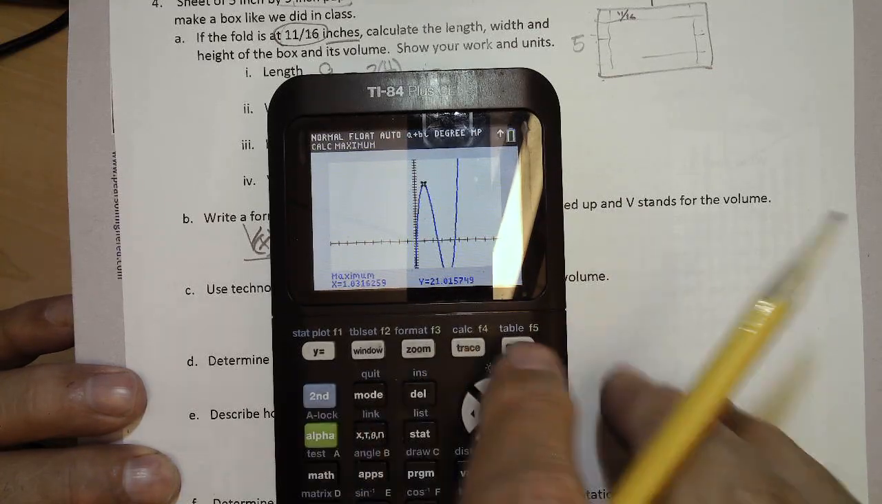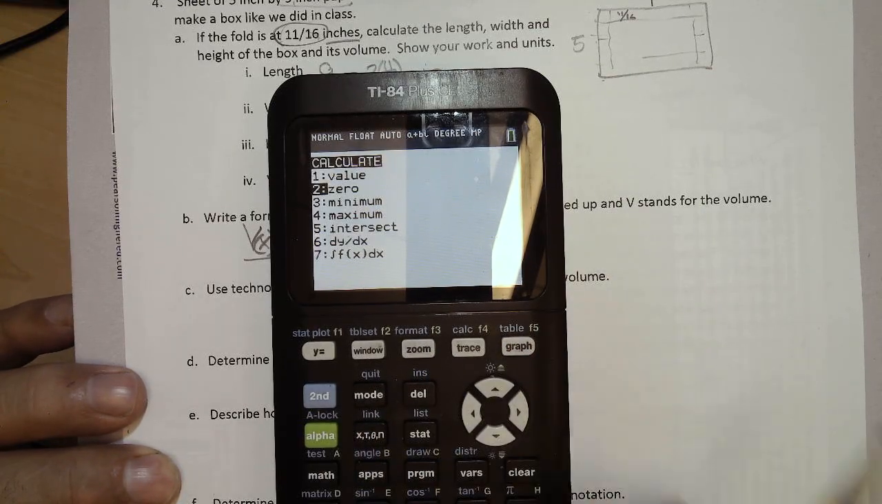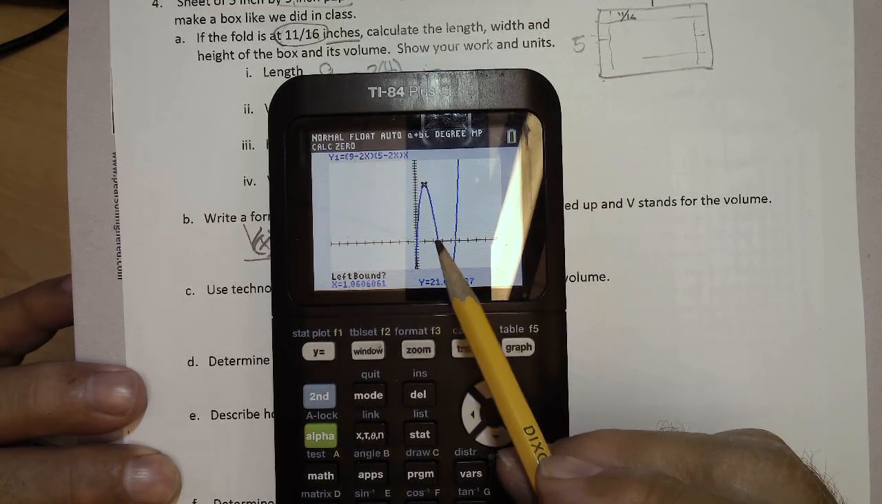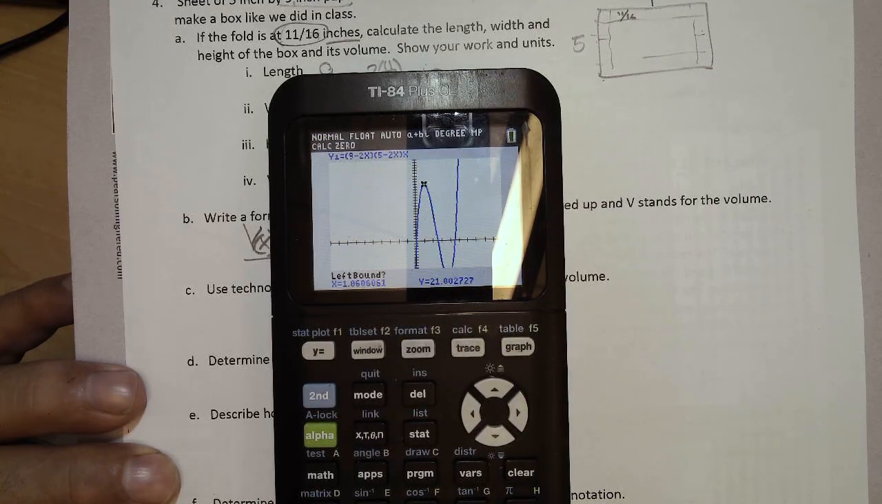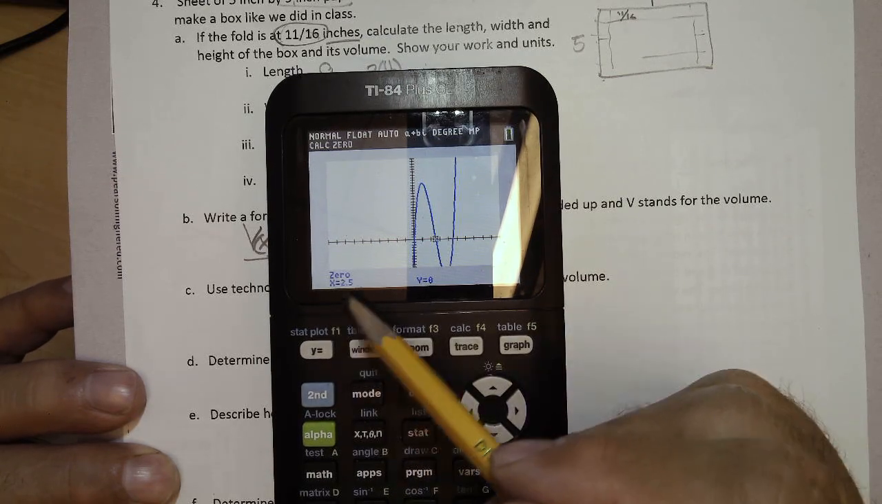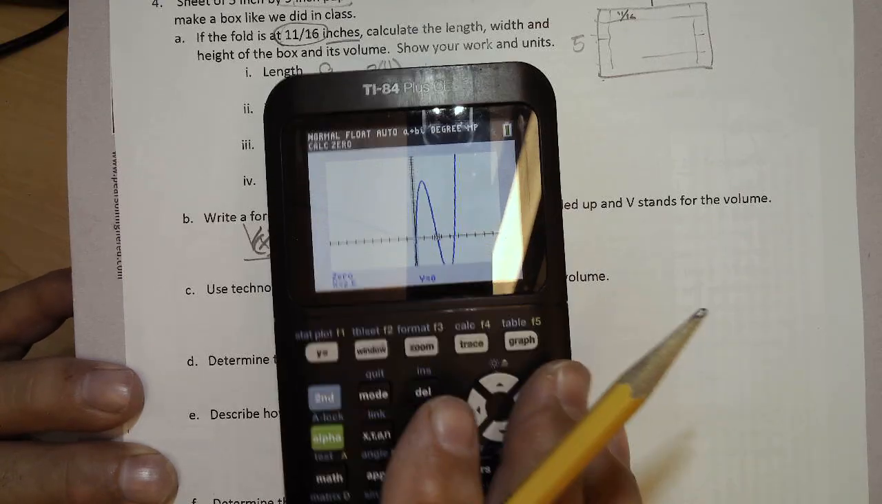Now on a calculator, they're called zeros. And it'll ask you, do you want the 0 between these two places? Well, I'm more interested in that one. That's between 2 and 3. So I can say it's between 2 and 3, and I think it's 2.5. And it says, oh, you are so good, it is 2.5.